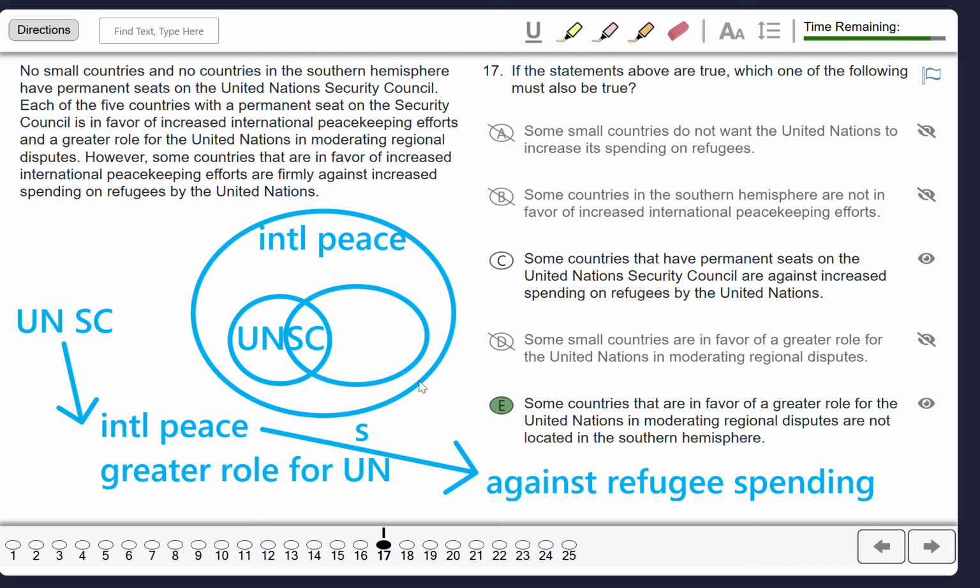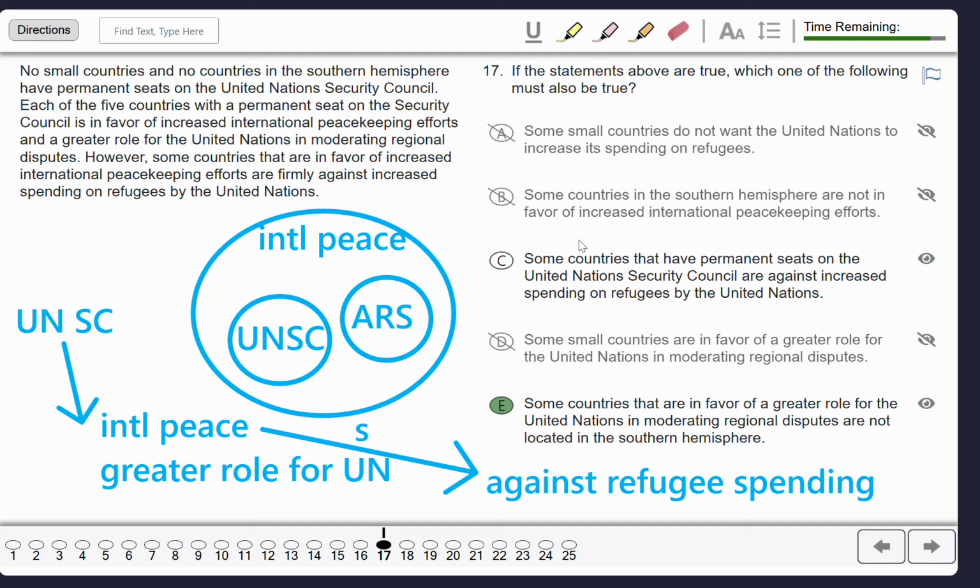It'll look a bit like a Venn diagram, where this is the set of ARS, against refugee spending. It could look like this. Yeah, it could, but we don't know that. We don't know that there's any overlap here. We have no reason to think that there is. We don't know how many international peacekeeping efforts countries there are. Now, it's a pretty good idea to put things to their extreme here, to test, to see what happens. And that is, we can't say for sure that there's any overlap between the ARS group, the against refugee spending group, and the permanent members of the UN Security Council.